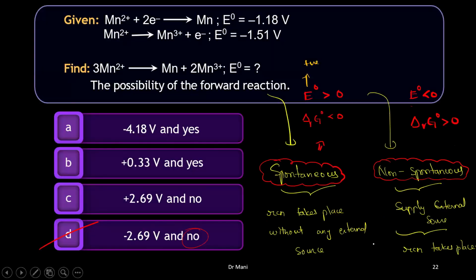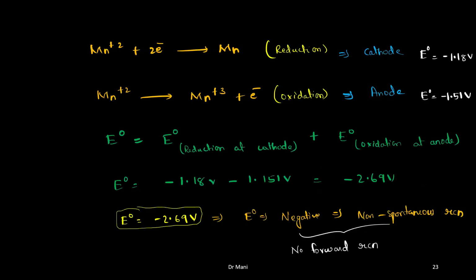So the option will be D. Mandara, is this clear for you? Yes, sir. What about Sharan, Banu, Shrikar? Yes, sir. Clear, sir. Okay.